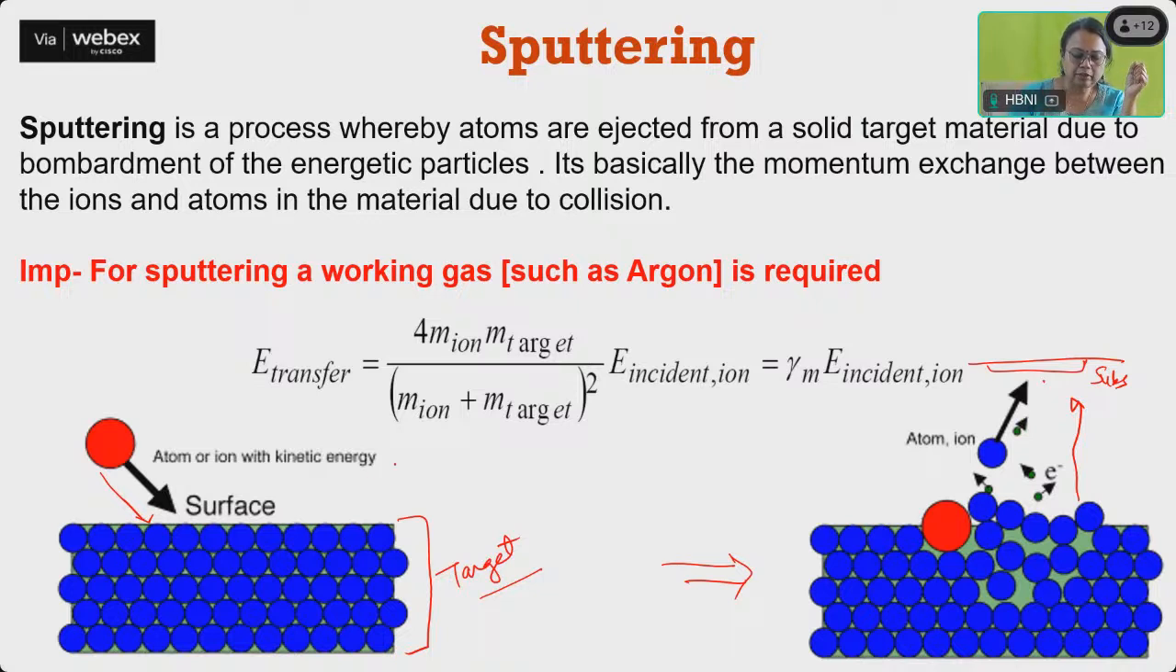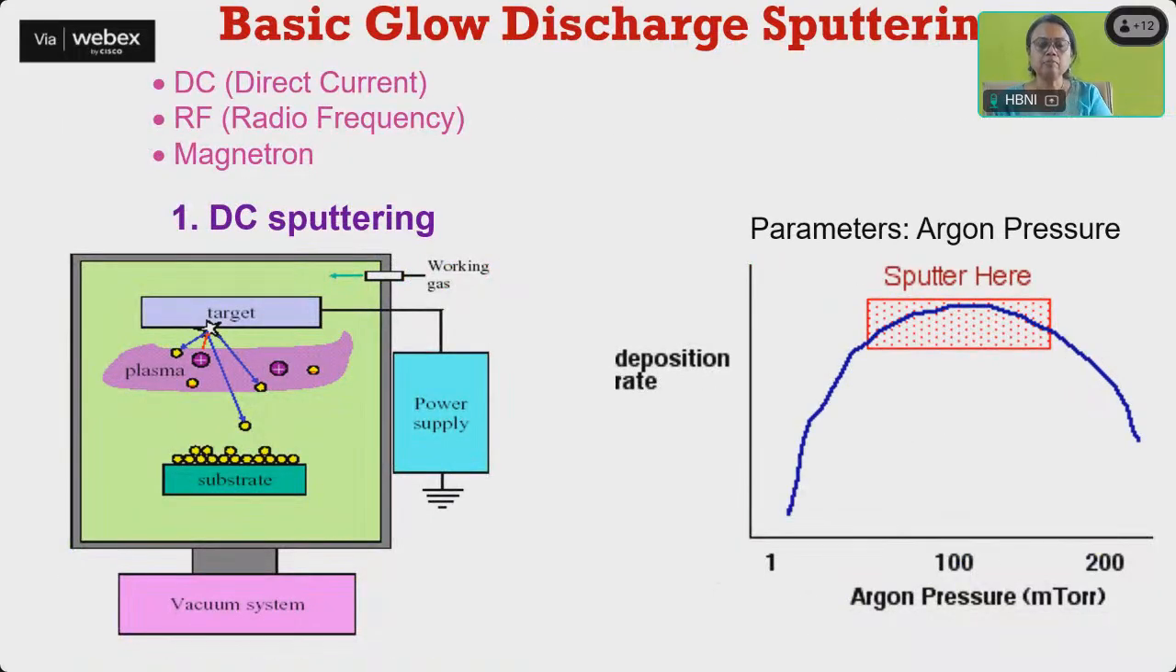And for this we generally use argon because it is inert and heavy. So you want a heavy atom or ion with kinetic energy, and it should also be inert. It should not make a compound in itself. Now there are different configurations of sputtering. It can be direct current sputtering, DC sputtering they call, or radio frequency or magnetron.